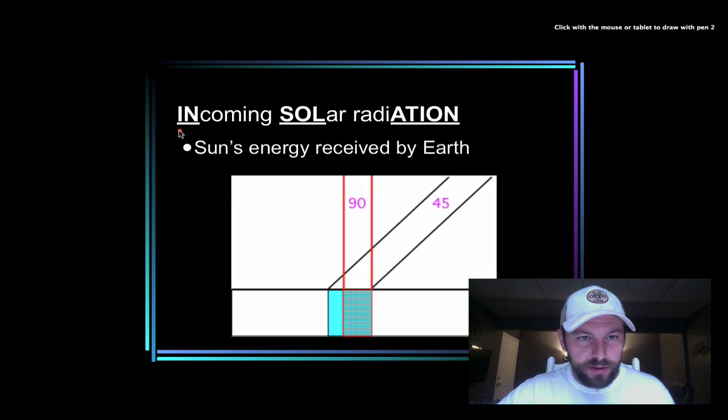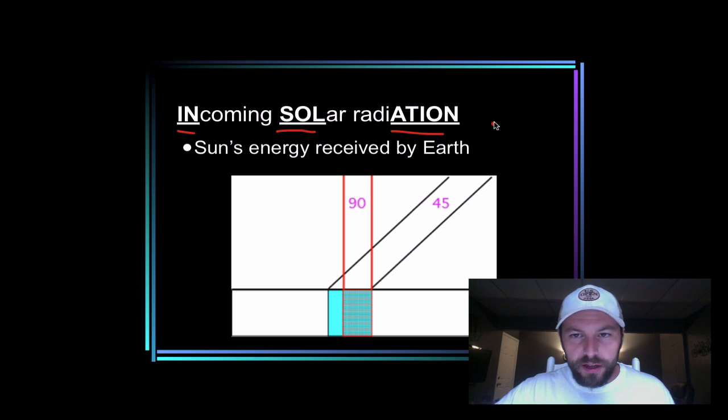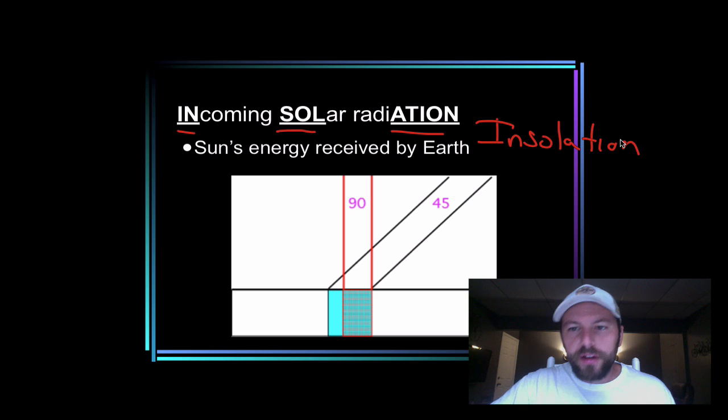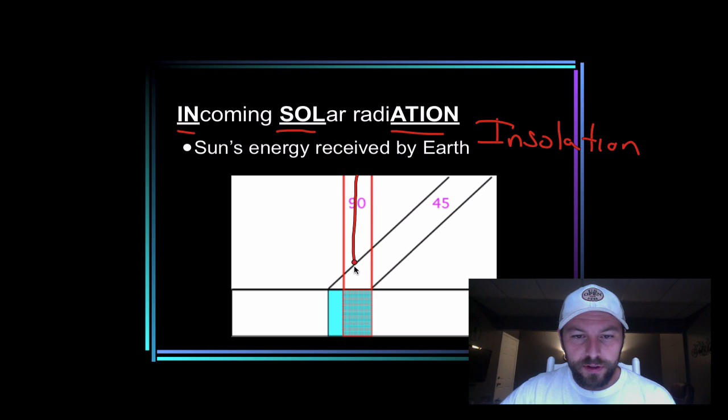Okay, so we put these three parts, the three beginning parts of each of these words, to get insolation. It's a term that we're going to be using quite a bit, definitely over the next unit or two. So insolation is nothing more than the energy coming in from the sun. The sun's energy, and so we have the sun. It can come straight down or at various angles to the Earth's surface.